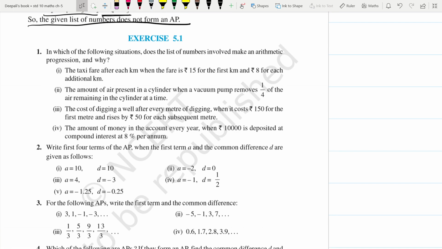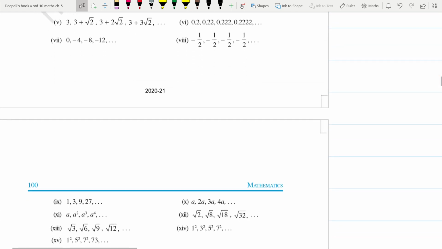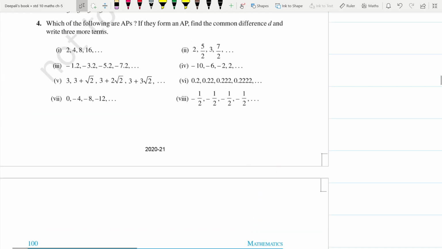I hope this much is clear. In the next session, we are going to do exercise 5.1.